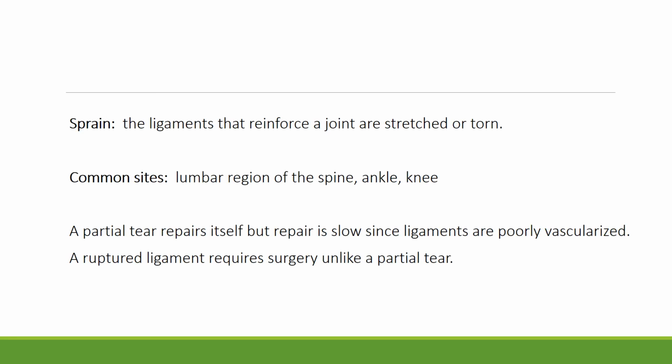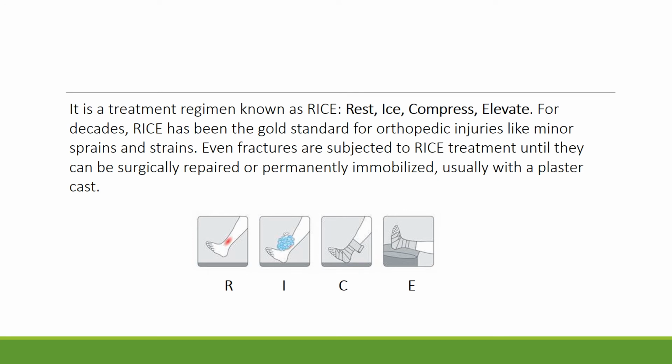Remember that ligaments reinforce a joint because they connect one bone to another bone. If these ligaments are stretched or torn, this is known as a sprain. Common sites of sprains are the lumbar region of the spine, the ankle, and the knee. If you have a partial tear in a ligament, it will repair itself, but repair is very slow because ligaments are poorly vascularized. If you have a ruptured ligament that's torn all the way across, it will require surgery, unlike a partial tear. The treatment for sprains is RICE.